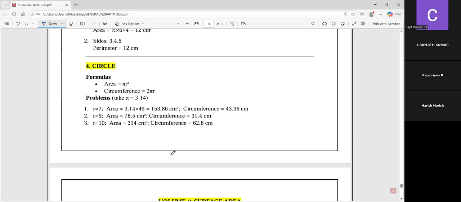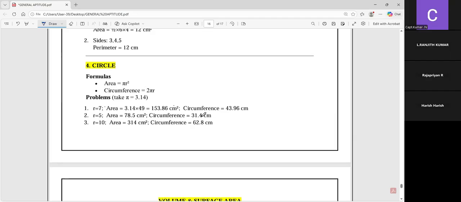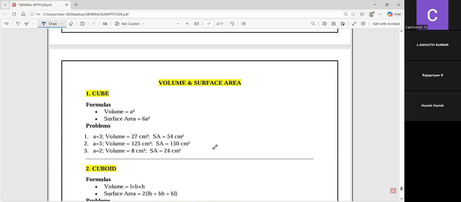Area, pi r square, value 153 centimeter square. The unit is very important. Check the unit, centimeter square, before we enter the answer. And circumference is 2 pi r. Okay. Now the next topic is volume and surface area. For the cube, the volume is side cube and surface area is 6 side square.